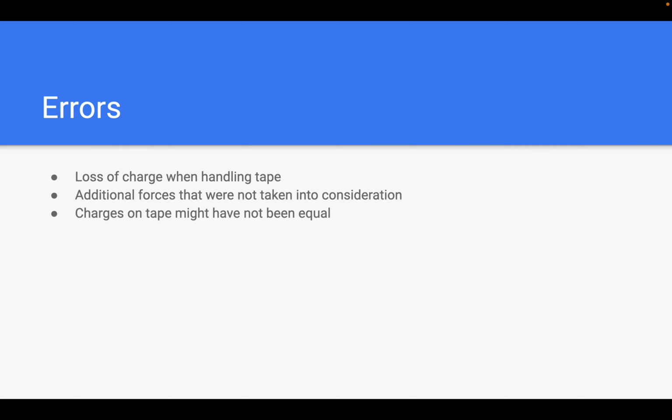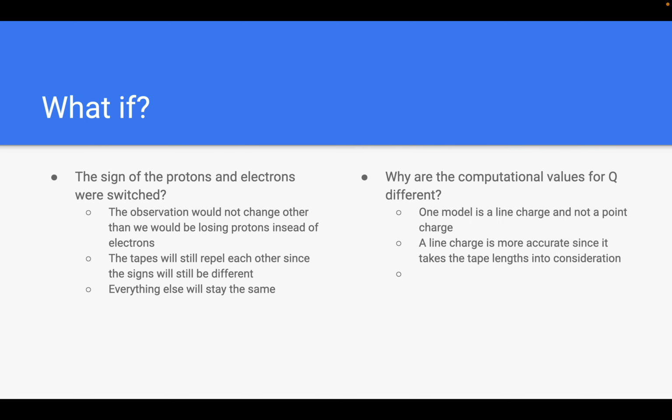So those were our results, and some errors that could have happened while doing this lab is that a loss of charge could have happened when handling the tape, because sometimes tape was really sticky and really hard to work with, and I had to touch it more than I would have liked to, which would have exchanged some electrons from me to the tape. So in return, a loss of charge. And additional forces were not taken into consideration, like gravity or anything else that might have affected the charge that I wasn't aware of. And then the charges on the tape might have not been equal. There's no way of telling for sure since we used a computer-aided help from GlowScript.